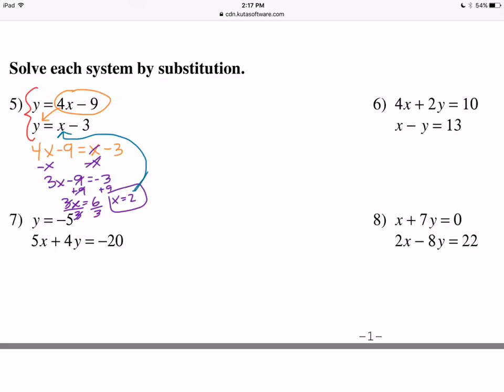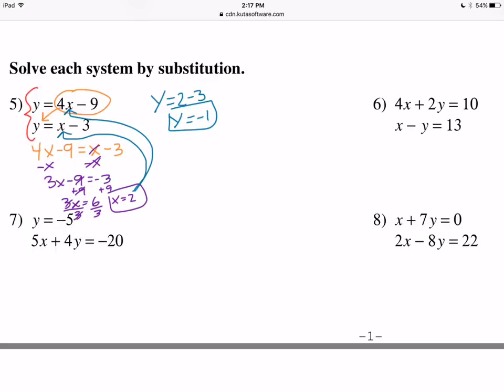I could plug it into that, or I could plug it into the top equation. It's up to you, but let's be smart. Let's choose the easiest one, which is that bottom one here. y equals 2 minus 3, and 2 minus 3 equals negative 1. So that's my second answer, y equals negative 1.